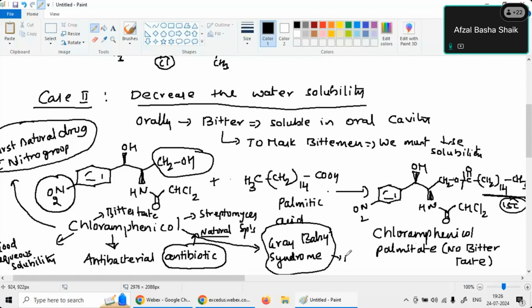Gray baby syndrome in neonates and children. Because the enzymes which are required for metabolizing the chloramphenicol molecule are not sufficiently developed in the neonates and children. That is why it is contraindicated in children. Gray baby syndrome involves multiple changes in the body, where there is formation of deoxygenated blood. The entire body changes color. There are multiple problems in gray baby syndrome, right?